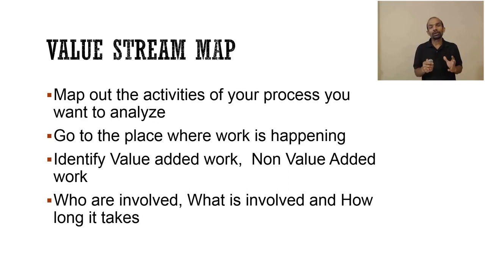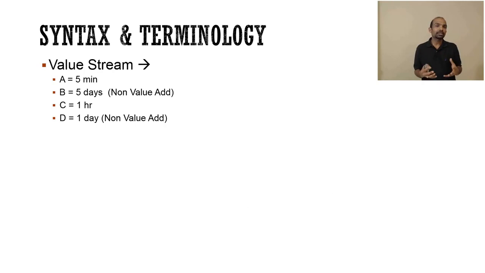So you list and identify all of those things. In terms of syntax and terminology, let's take an example. Let's say the value stream involves four activities. Activity A takes 5 minutes and it's a value added activity. Activity B takes 5 days and it's non-value added. Activity C is again 1 hour and it's a value added activity, and activity D is 1 day and it's non-value added work.